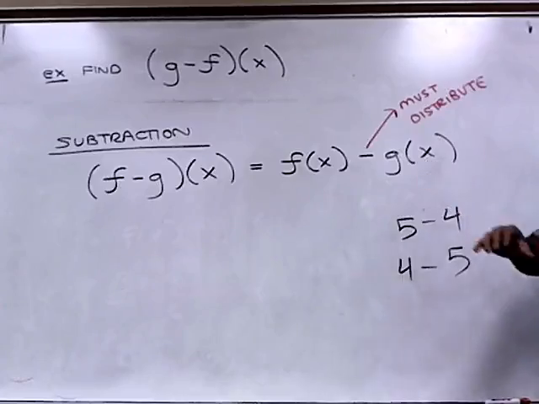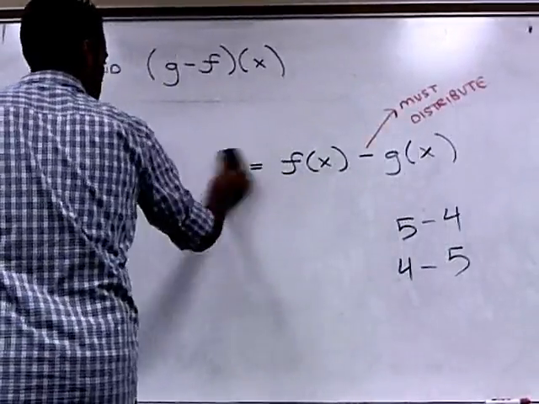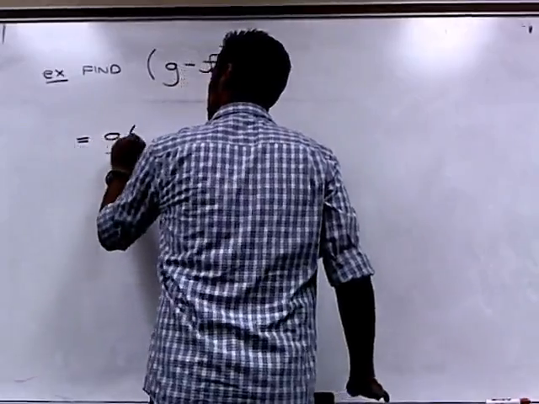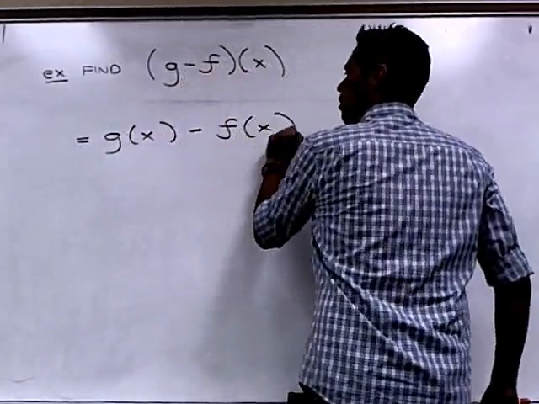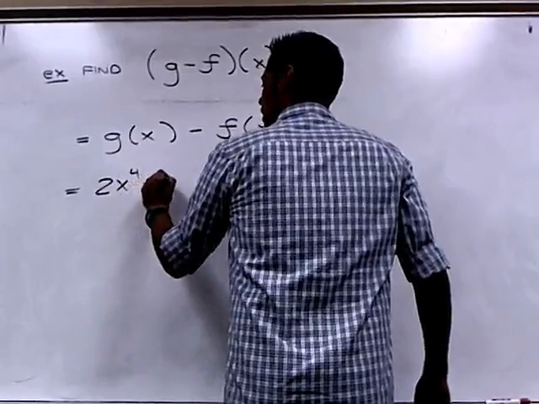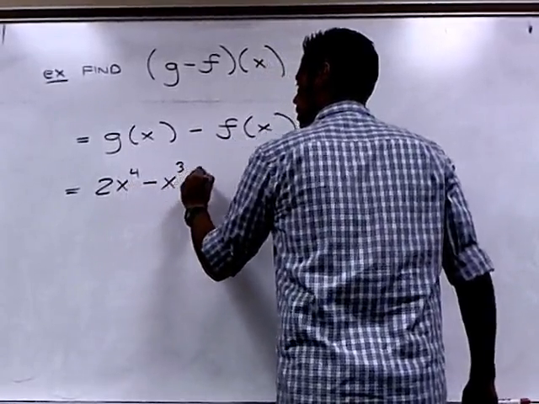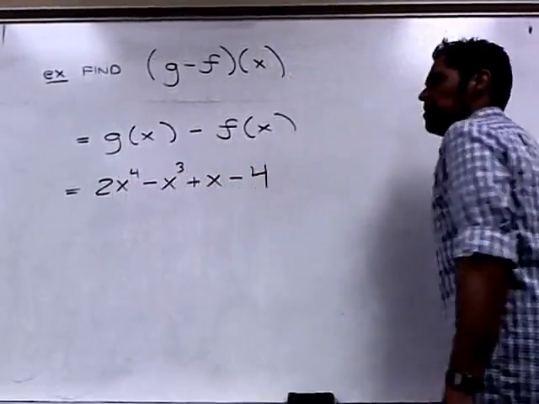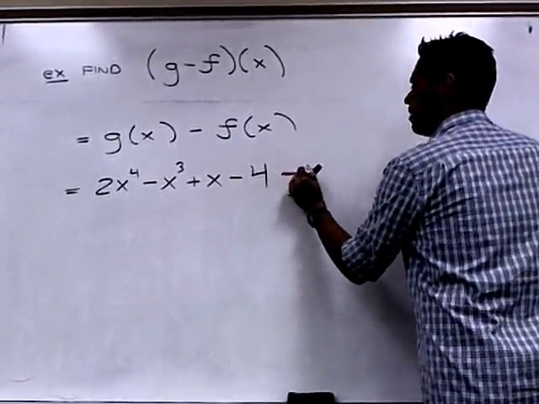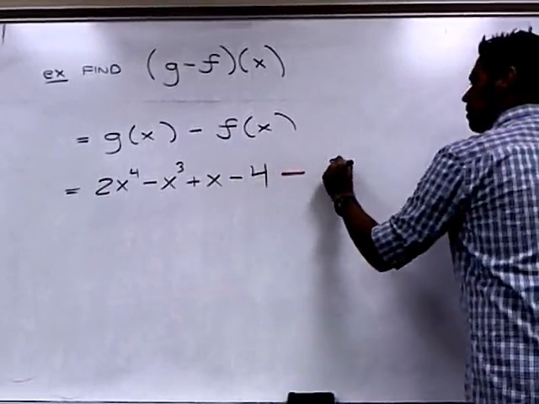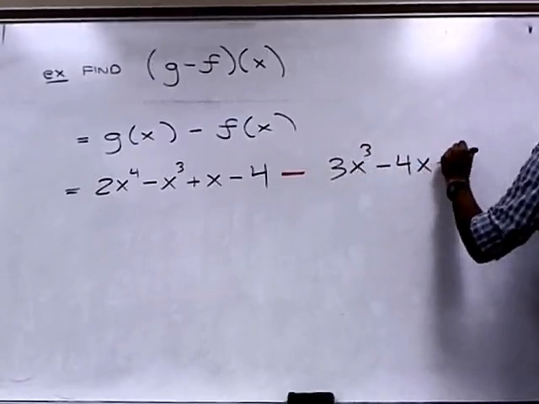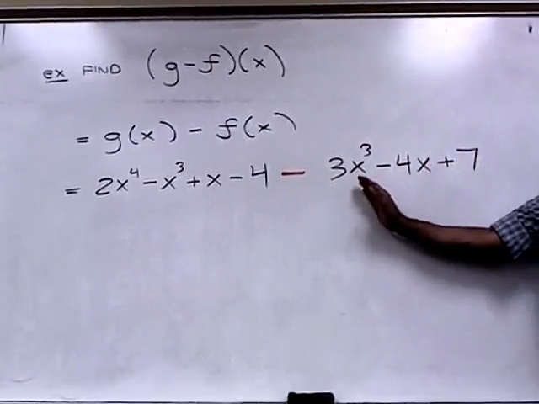All right? So what was g? Because I can't get back to it now. It's in my brain. It's gone though. 2x to the 4th minus x cubed plus x subtract 4. That was g. Everyone agree? Now I want to subtract, I'm going to put it in red. I want to subtract what? 3x cubed subtract 4x plus 7. Okay, is that the way it appeared? That's the way I wrote it down, right?